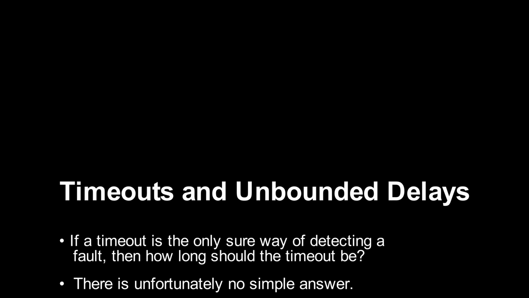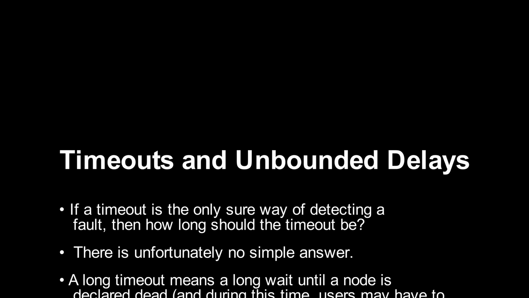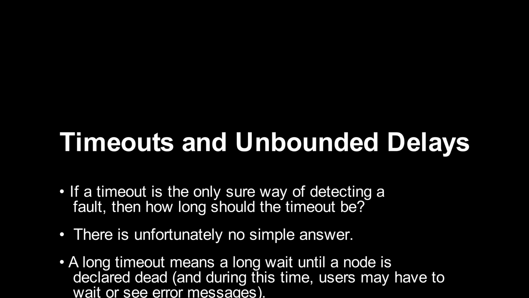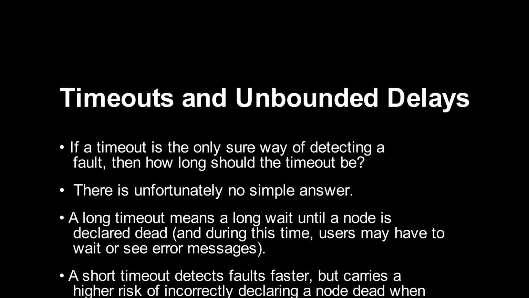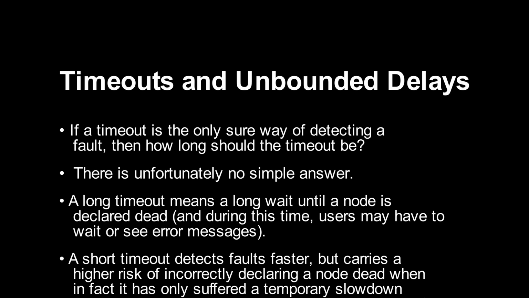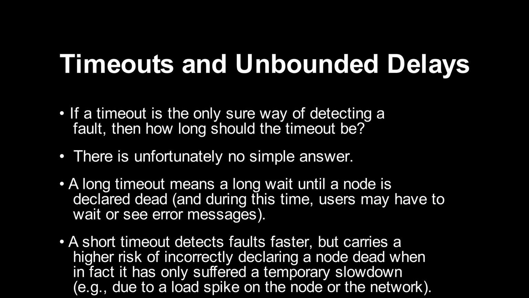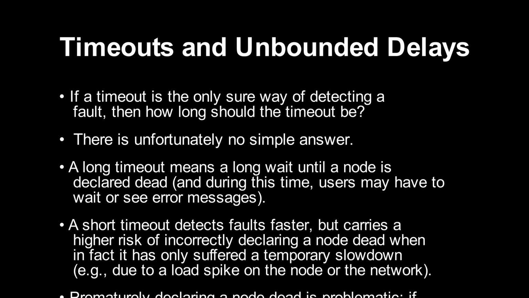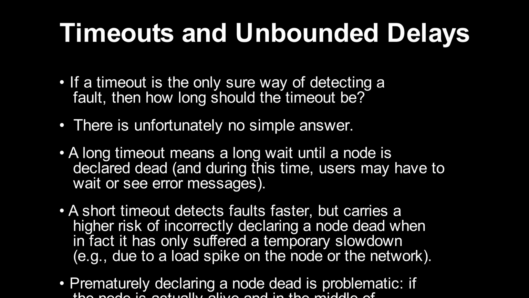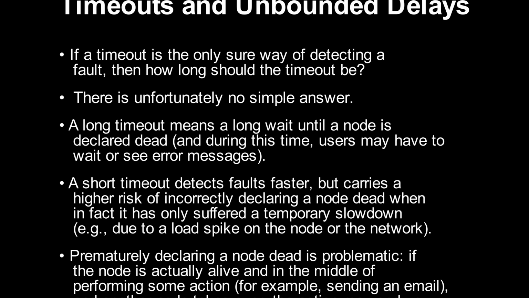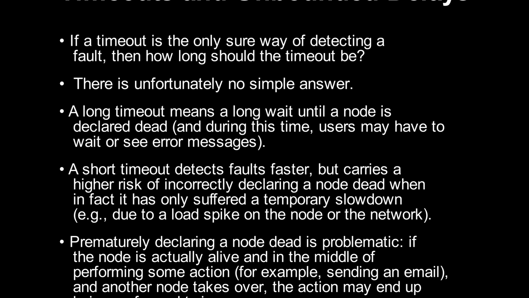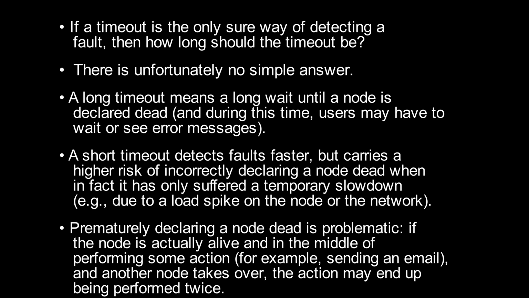Timeouts and unbounded delays. If a timeout is the only sure way of detecting a fault, then how long should the timeout be? There is unfortunately no simple answer. A long timeout means a long wait until a node is declared dead, and during this time, users may have to wait or see error messages. A short timeout detects faults faster, but carries a higher risk of incorrectly declaring a node dead when in fact it has only suffered a temporary slowdown, for example due to a load spike on the node or the network.